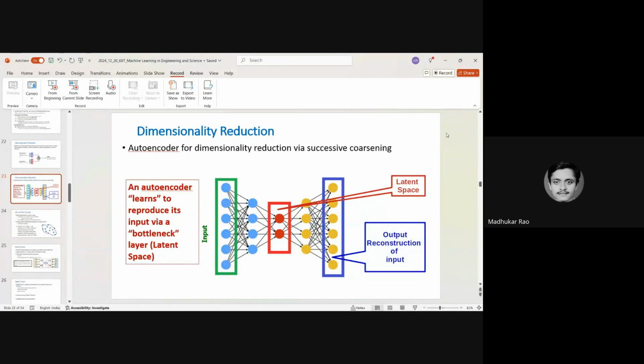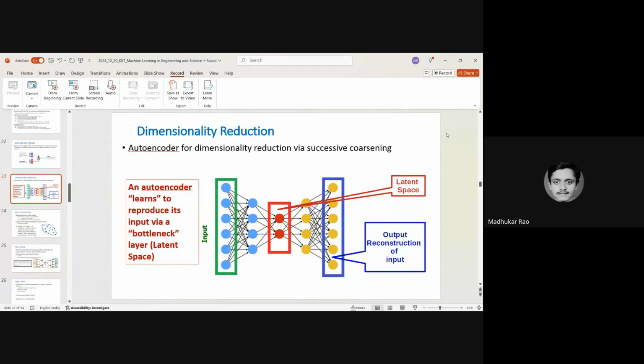So I come back now to how you can do dimensionality reduction using neural networks, including physics-informed neural networks. This is called an autoencoder, and an autoencoder basically learns to reproduce its input, echo its input to the output via a bottleneck layer called a latent space.